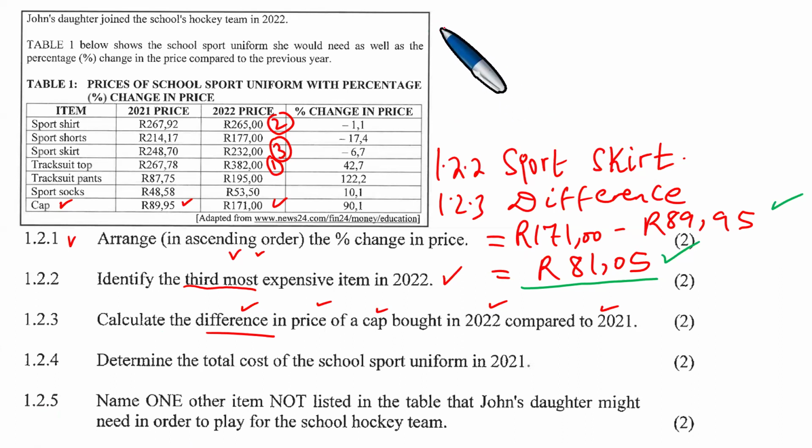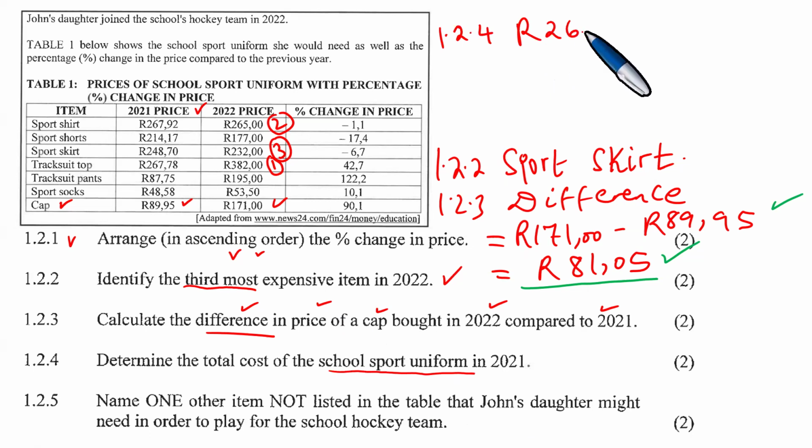Right, so if you look at 1.2.4, tell me the total cost of the school sport uniform in 2021. Now in 2021, we're speaking about the school sport uniform. What do you think is the answer? How are we supposed to do it? We're supposed to add everything, right? We're supposed to add every item. Yes, every item. Well done.